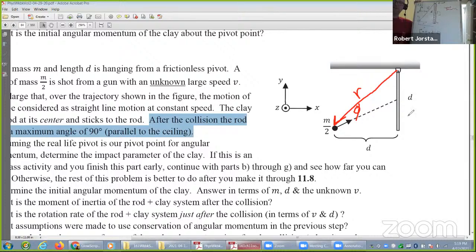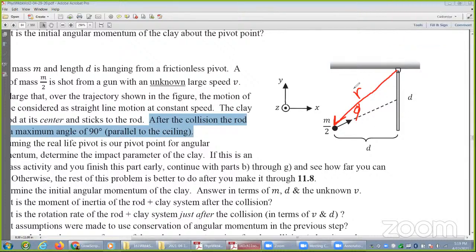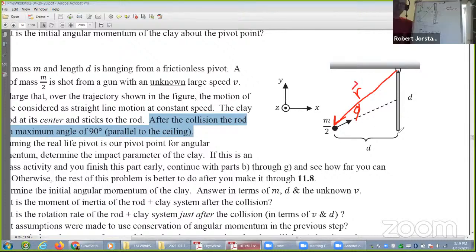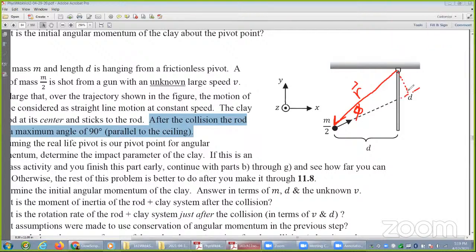I guess we could figure out R, actually. We know R pretty easily. Agreed? It's just negative D in the J hat plus negative I in the I hat. Do you agree with that for R vector? But we don't know this angle. So trying to figure that out is a little bit tricky.